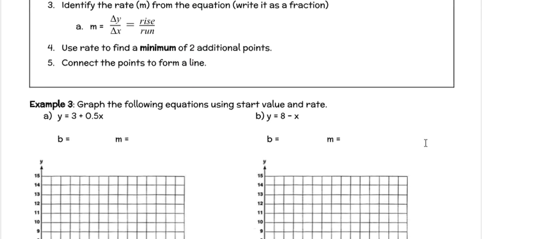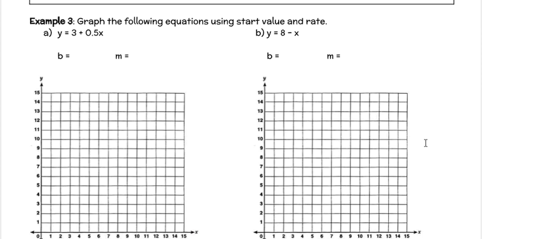So let's go through this process with problem 3. So graph the following equations using start value and rate. So first, identify your start value, which is, remember, it's b, okay? Your start value is b, and it's the number that's not next to x. So even if they write it in y equals 0.5x plus 3 form, because x is next to 0.5, 3 is your start value. So this is going to be your start value.